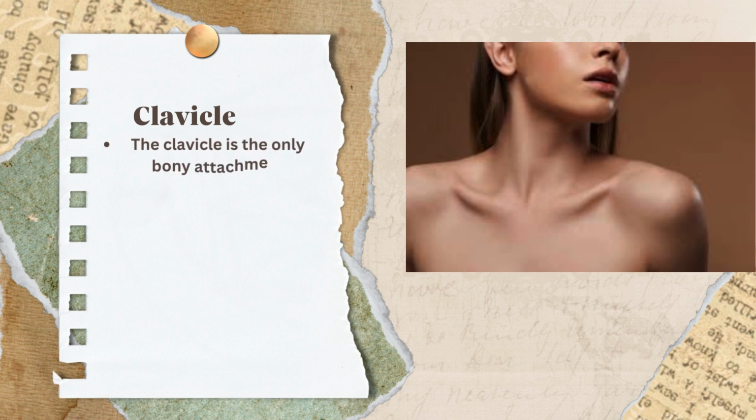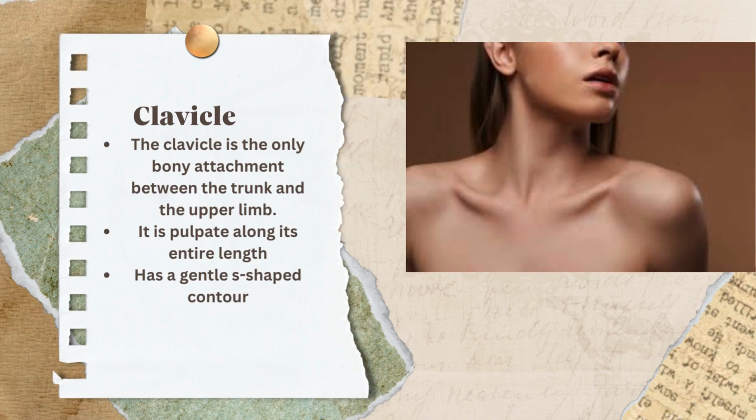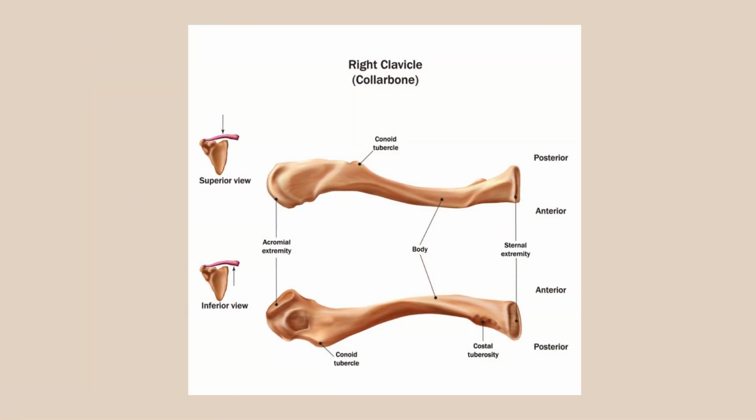The clavicle, commonly known as the collarbone, is a long, slender bone that is located horizontally between the sternum, breastbone, and the scapula, shoulder blade. It is an important bone for shoulder girdle function and provides support for the upper limb.